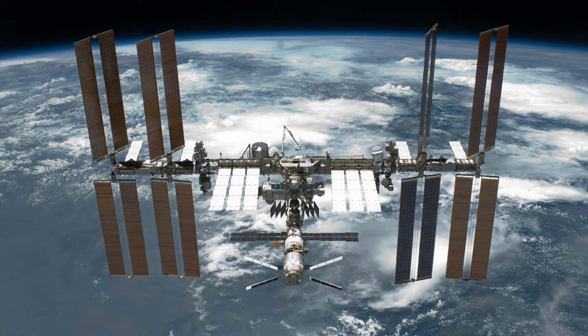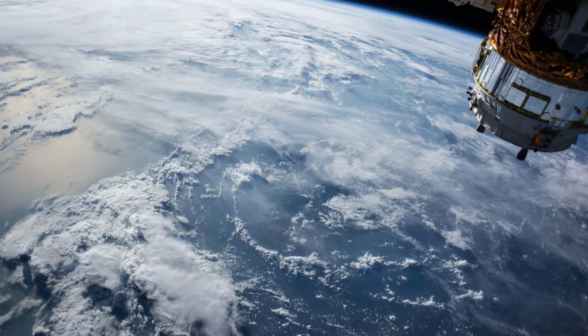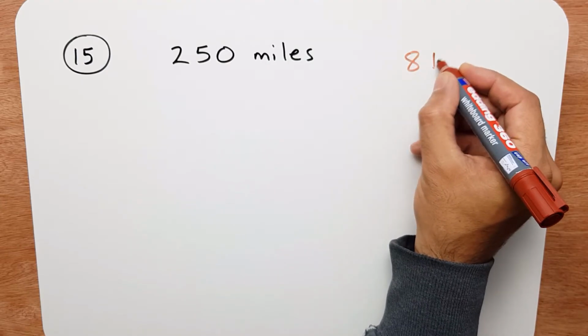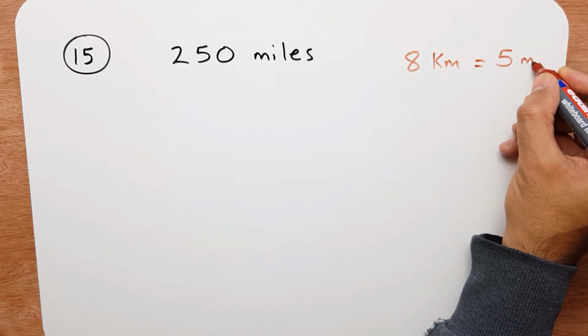In question 15, we're told that the International Space Station is 250 miles above the Earth. And we have to find out how many kilometers that is. And we're also given this fact that 8 kilometers equals 5 miles.